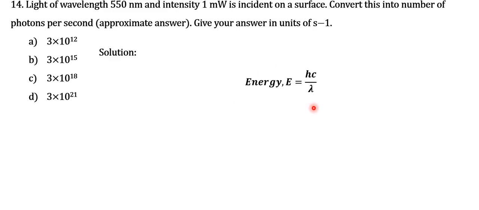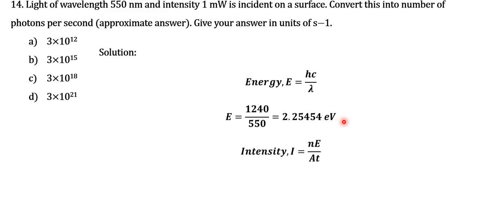So E is equal to hc by lambda, we know. So basically 1240 by 550 you'll do, and you'll get 2.5 electron volt. That is the energy of one photon. And for intensity, basically it means the number of photons into energy of one photon per unit area per unit time. That is basically a power unit.